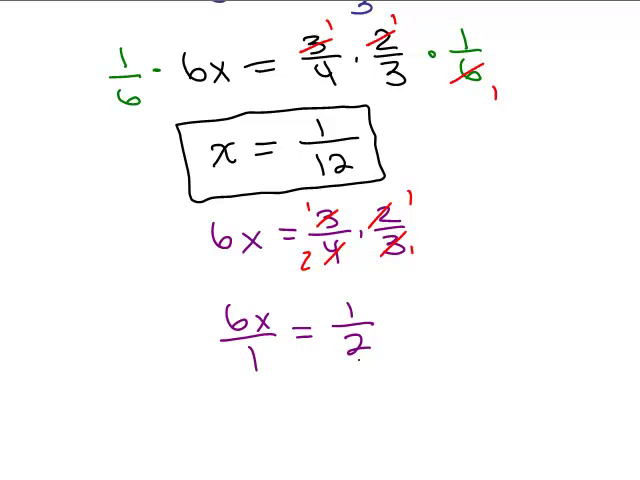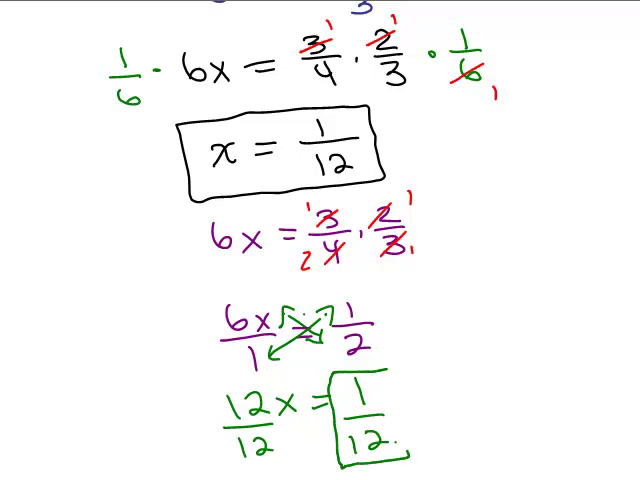Now we do it again. 6x times 2. What's that going to be? 6x times 2. 12x equals 1 times 1. And you just divide both sides by 12. Again, getting the answer of 1/12.